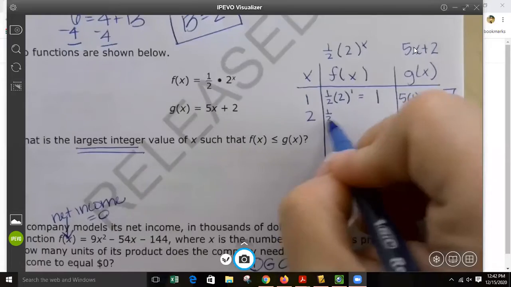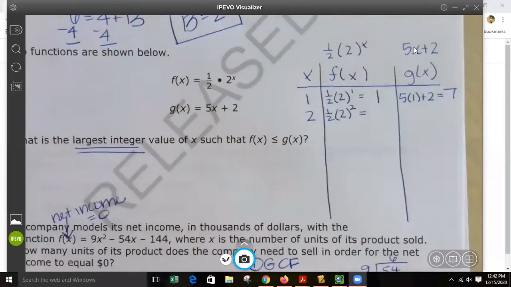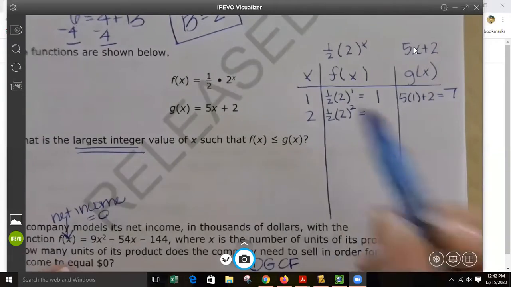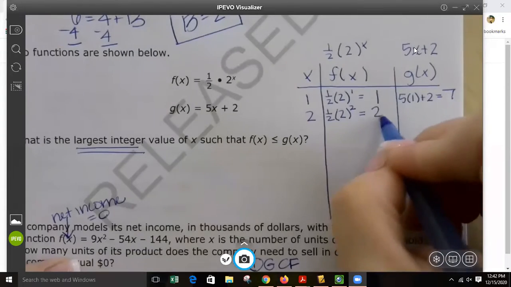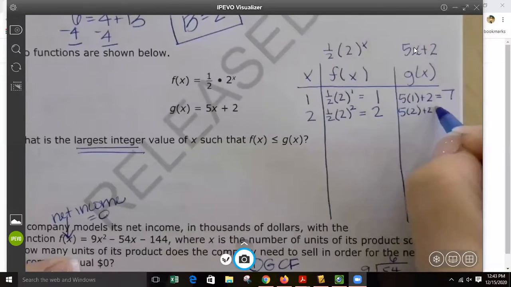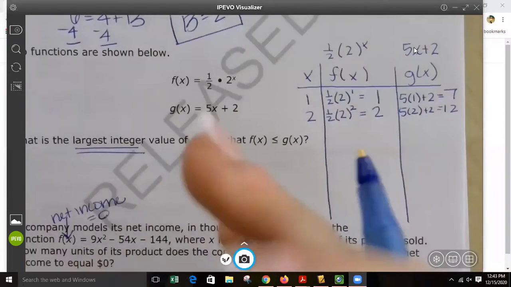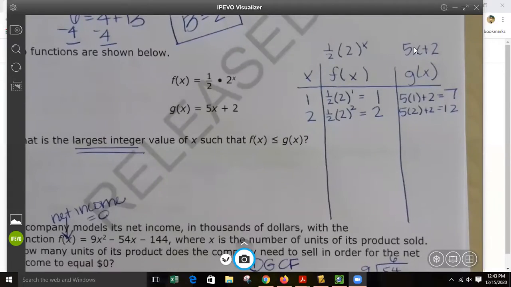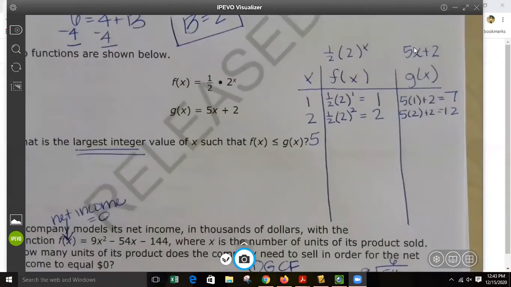Okay, so let's try 2. So we're going to do half of 2 squared this time. What is 2 squared, or 2 to the second? 4. Half of 4 is 2. We're going to plug in 2 over here. 5 times 2 is 10. Plus 2 is 12. So see how f of x is still smaller than g of x. We're going to keep going. I'm going to jump it a little bit. I would keep going and going, but I already know what the answer is. I'm going to skip to 5 for a minute.